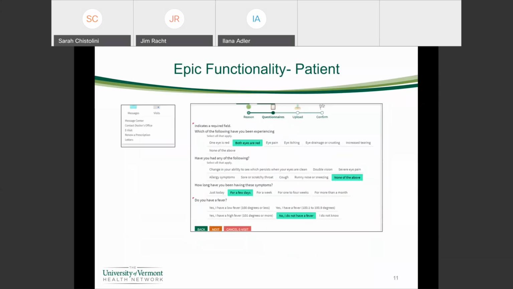This is what it looks like, again, from the patient's perspective. So over to the left, this little box, they would go to medical information, messages, e-visit, and that launches this questionnaire section. And this is a red eye questionnaire, and this is what some of the questions look like. And basically they click, click, click, and then hit next all the way through.